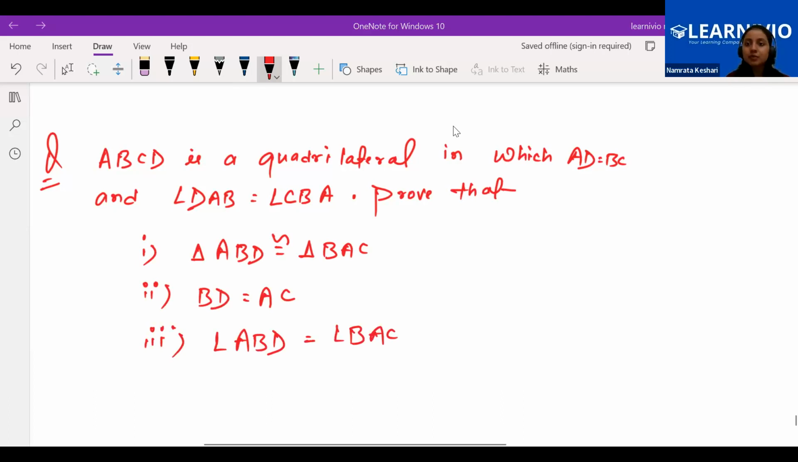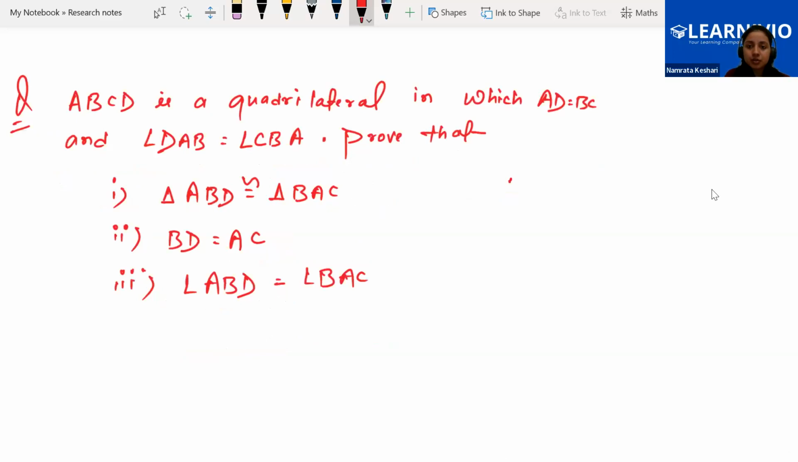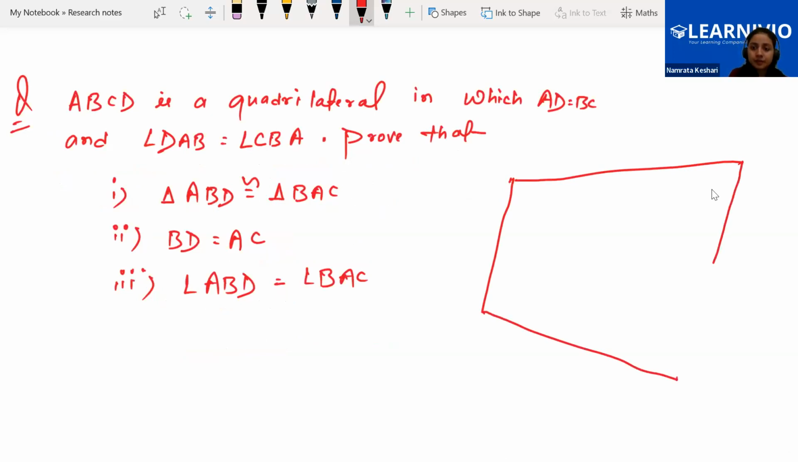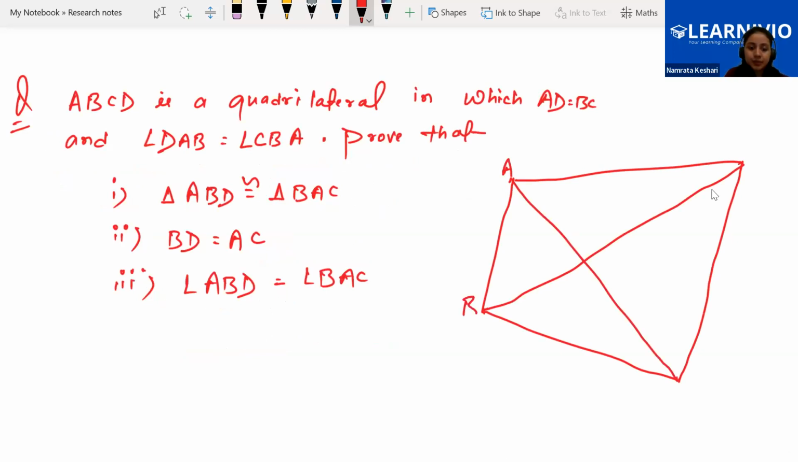Yes, Farhan, I have still not started. I was just writing the question. This is the question we have, and the figure I have still not drawn. Let me draw the figure as well. A, B, C, D.